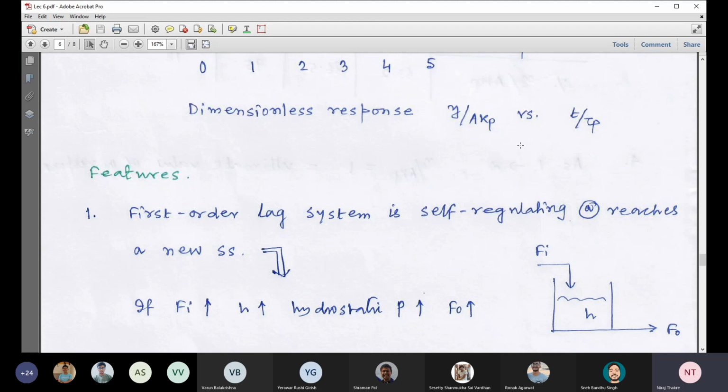To understand this concept of self-regulation, one example is given here. You see, this is a simple liquid tank system. Here our input is Fi and output is as usual F0. Now suppose there is an increase in Fi. That means if Fi increases, liquid height in the tank increases. If liquid height in the tank increases, the hydrostatic pressure increases, which in turn leads to an increase in F0.